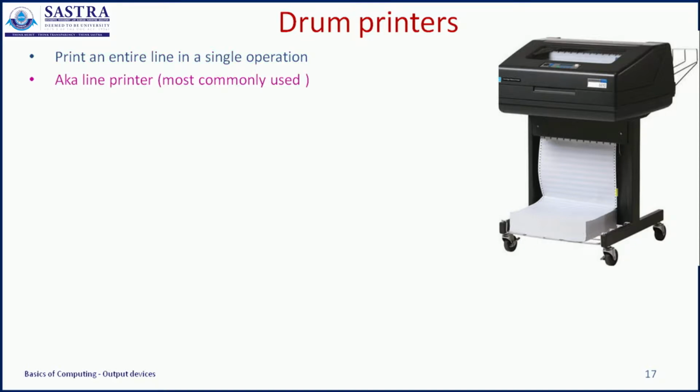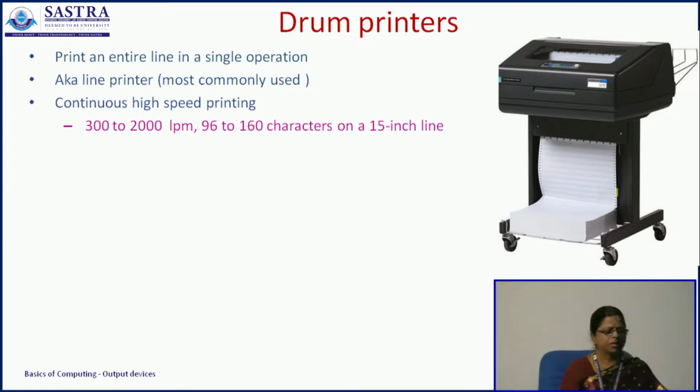This is also called a line printer and this is the most commonly used printer. It is capable of printing continuously at a high speed from 300 to 2000 lines per minute, 96 to 160 characters on a 15-inch line. What are the advantages? As I told you earlier, it has a very high speed of printing. Disadvantages, it is costlier.